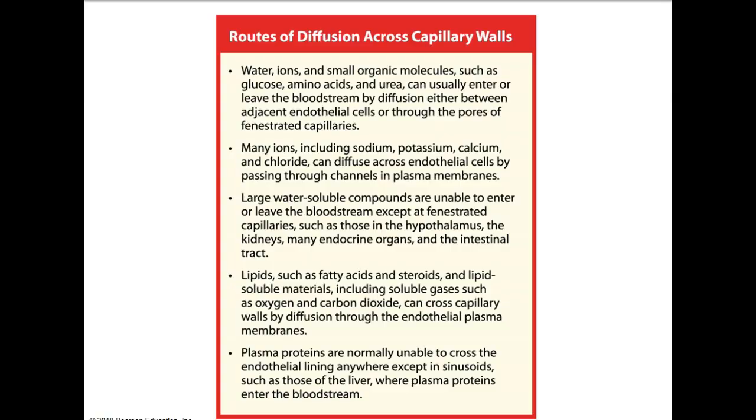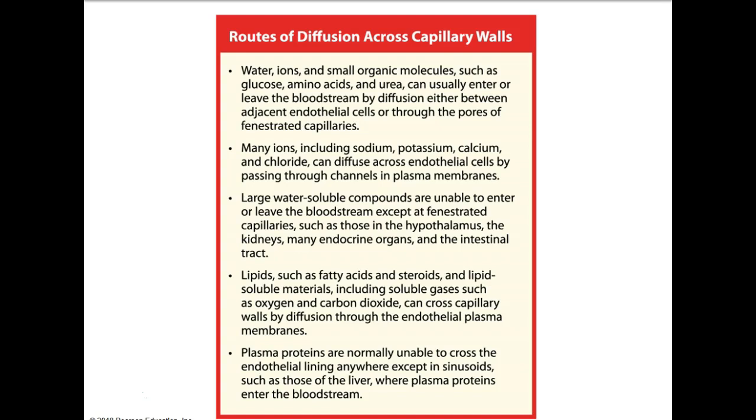And this shows the different ones. Water, ions, small organic molecules, glucose, amino acids, urea. They enter and leave the bloodstream by diffusion between the adjacent endothelial cells and through the pores of the fenestrated capillaries. A lot of your ions, like sodium, potassium, calcium, chloride, diffuse across the endothelial cells by passing through channels in the membranes. The large water-soluble compounds are not able to enter or leave the bloodstream except at the fenestrated capillaries, like at the hypothalamus or the kidneys, the endocrine organs, and some of the intestinal tract.